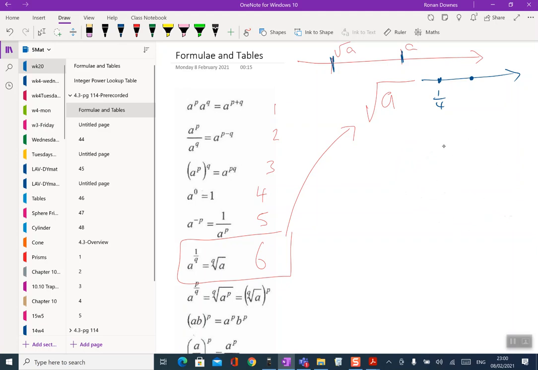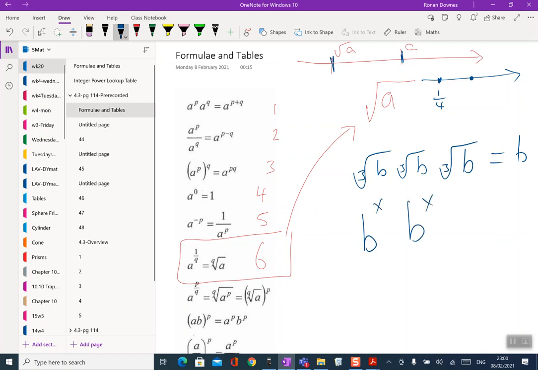But what about cube roots? Let's take the cube root of b times the cube root of b times the cube root of b. It's equal to b. So let's represent it as b to some power x. Here's the logic of why x must be 1/3, according to the product rule.